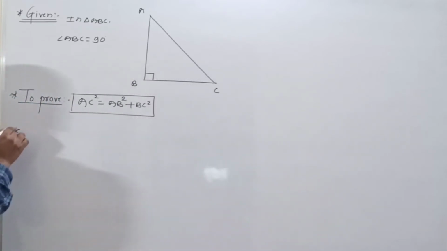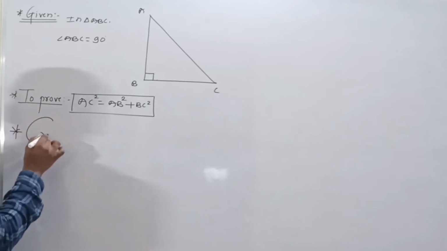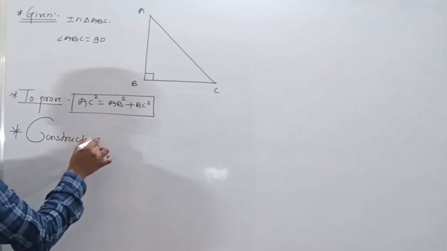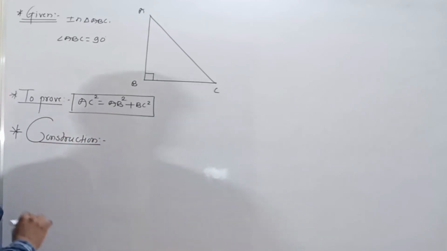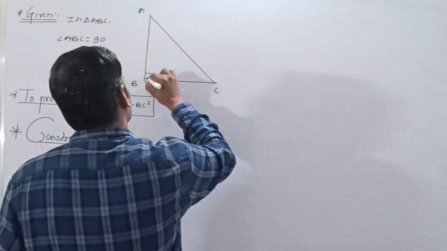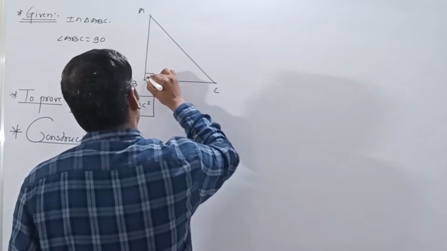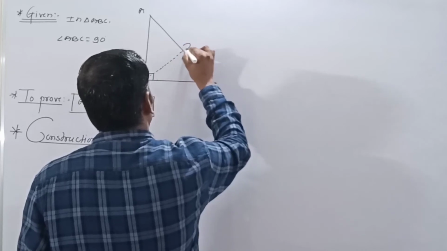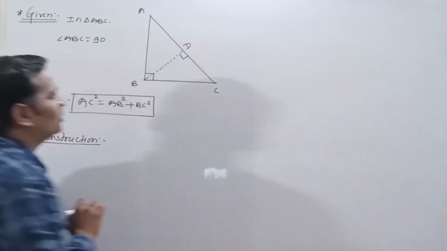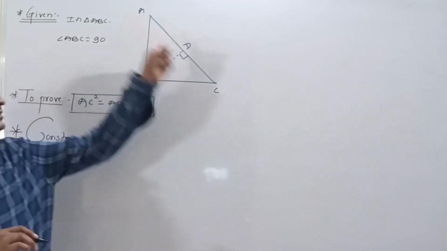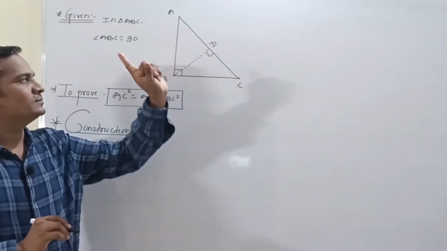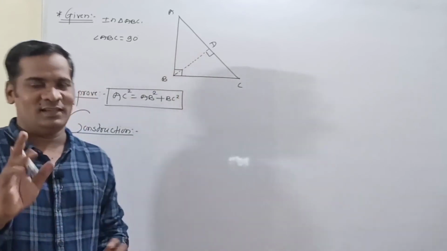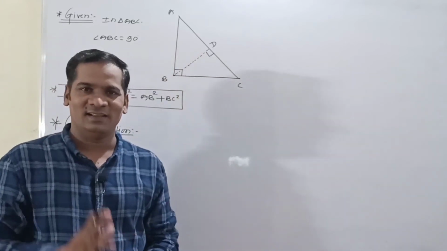Now to prove this we have to make some constructions in this figure. So what is that construction? We will draw perpendicular from this vertex B or angle B to the hypotenuse like this. Suppose here is a D and this is a perpendicular to the hypotenuse AC in a point D. And we know this figure, we already used this figure in the similarity of a right angle triangle.